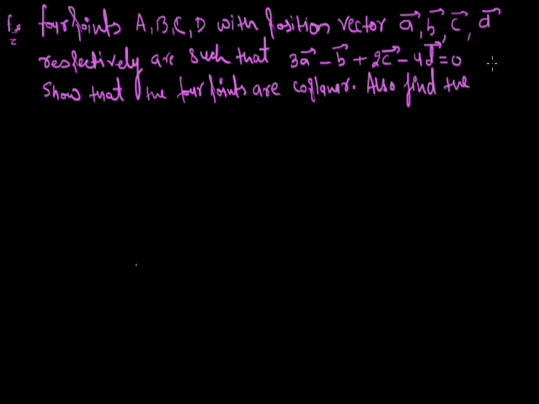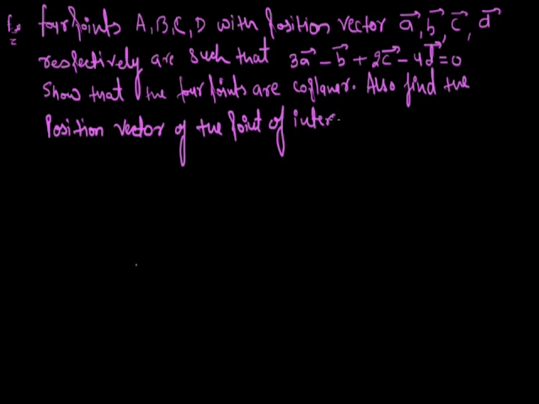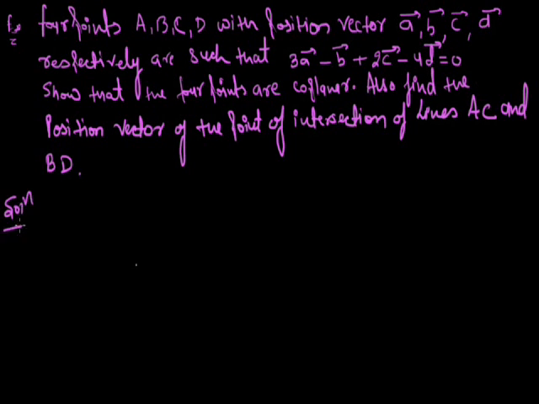Also find the position vector of the point of intersection of lines AC and BD. Now let's see the solution of this. Suppose the two lines AC and BD intersect at a point P.